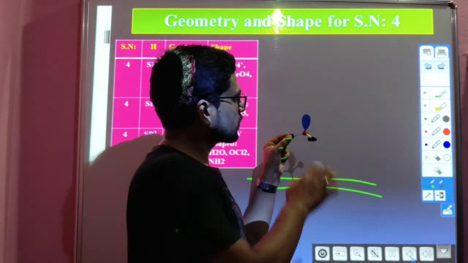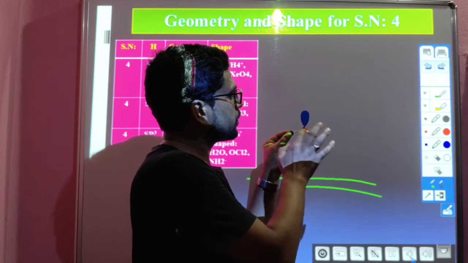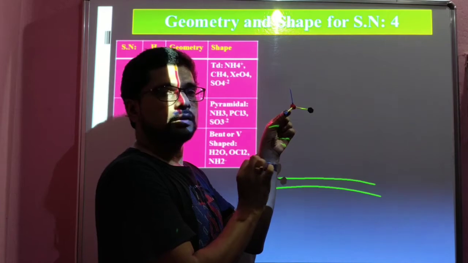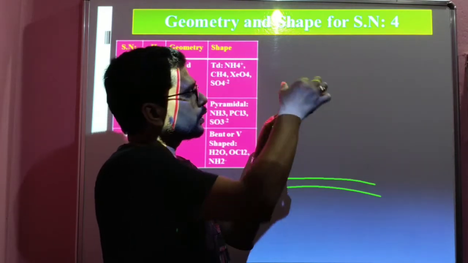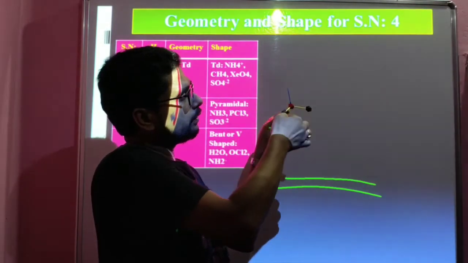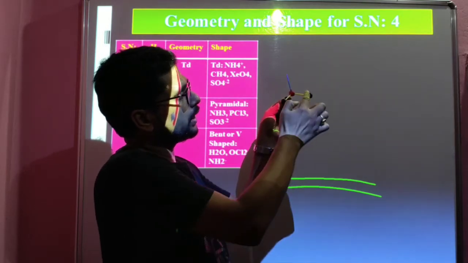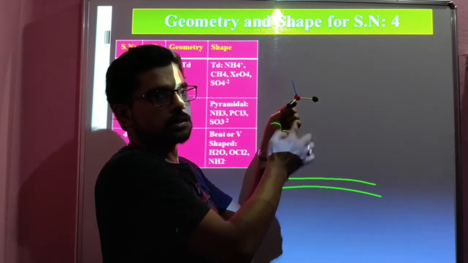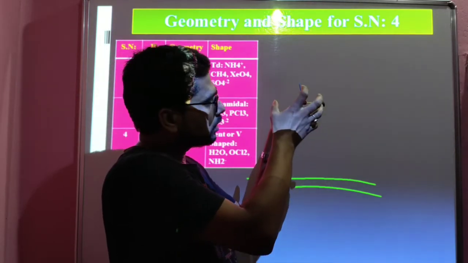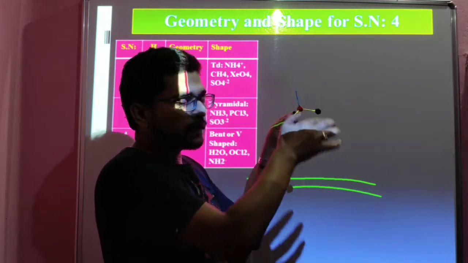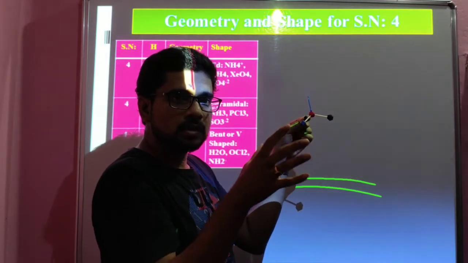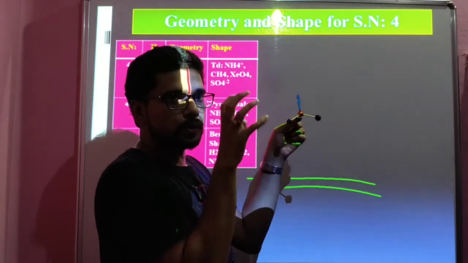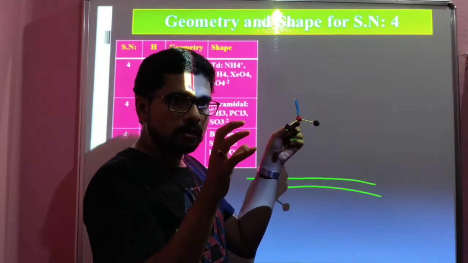You can see that. See, nitrogen, this is hydrogen, hydrogen and hydrogen. Look carefully. And this is the lone pair. Don't look at this one. This will give you the pyramidal shape. It's a pyramid. So this is ammonia. Shape is pyramidal. But 4 bond pairs are there: 1, 2, 3, 4. So geometry is tetrahedral.